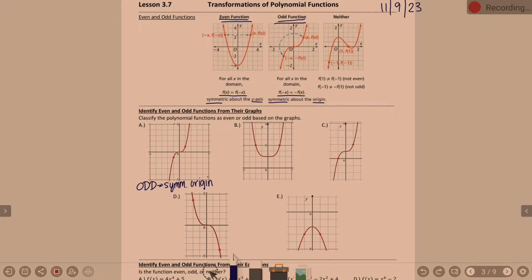What about B? Even. Because whenever you fold it, it lines up. Across the line. Can you fold it across the y-axis? Okay. So we definitely see the y-axis symmetry. So this one is even, and symmetric across the y-axis.